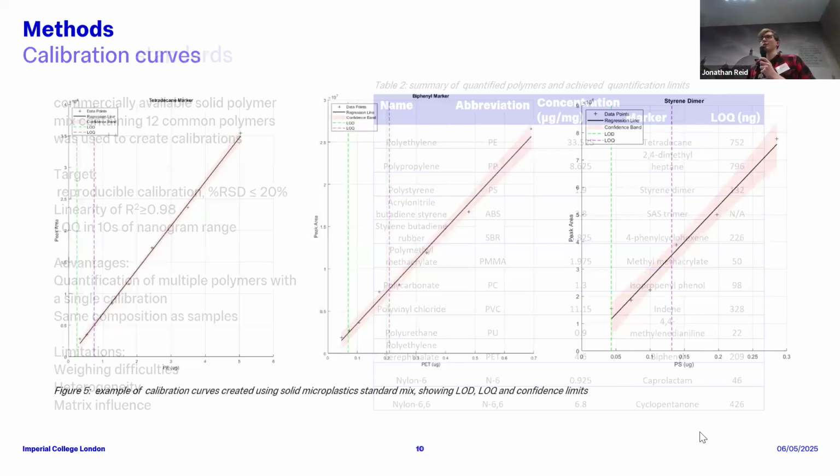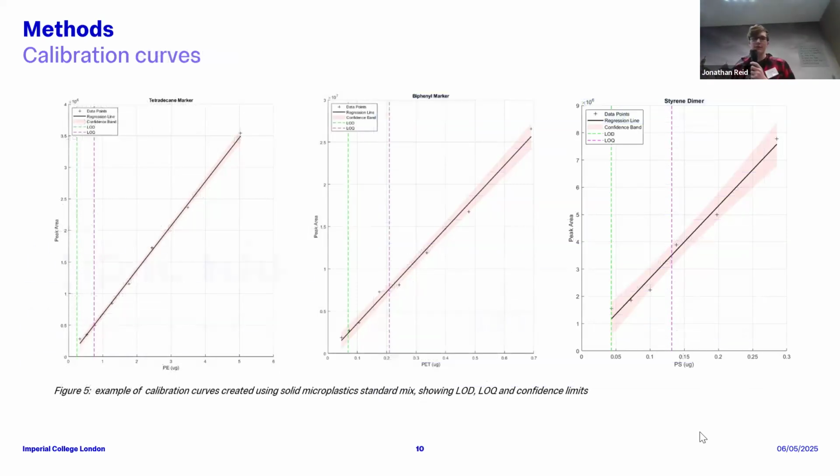This really highlights the limitation that if you're trying to look at really low concentrations, it compounds the issues that you're dealing with.